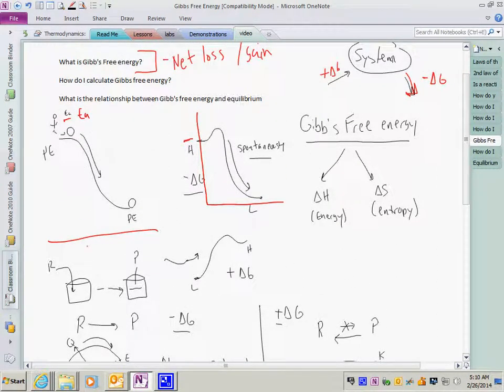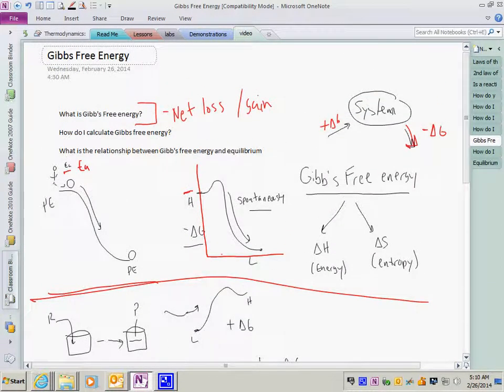But just understand that for a reaction to run on its own, it would need to lose energy. If a reaction needs to absorb energy from the surroundings, then a ball will sit on the bottom of this hill indefinitely until something applies the energy to bring it back up the hill. So that would be a non-spontaneous reaction versus a spontaneous reaction.